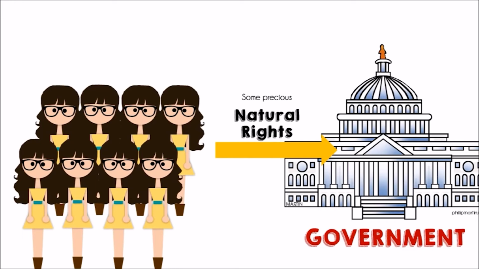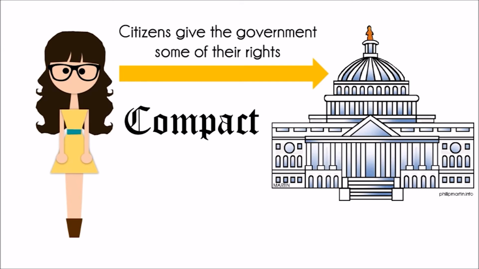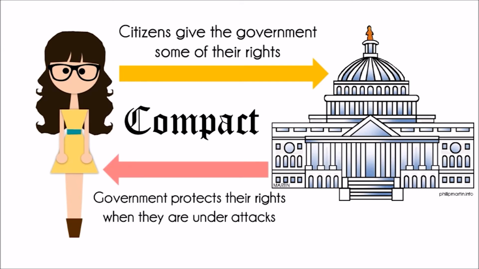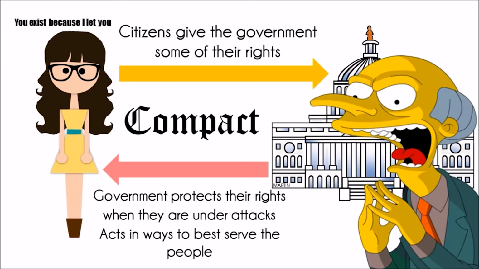Aww. The citizens enter a compact with the government. Citizens give the government some of their rights. In exchange, the government protects their rights when they're under attack and acts in ways that best serve the people. The government exists because the people allow it to. But what happens when the government becomes evil?